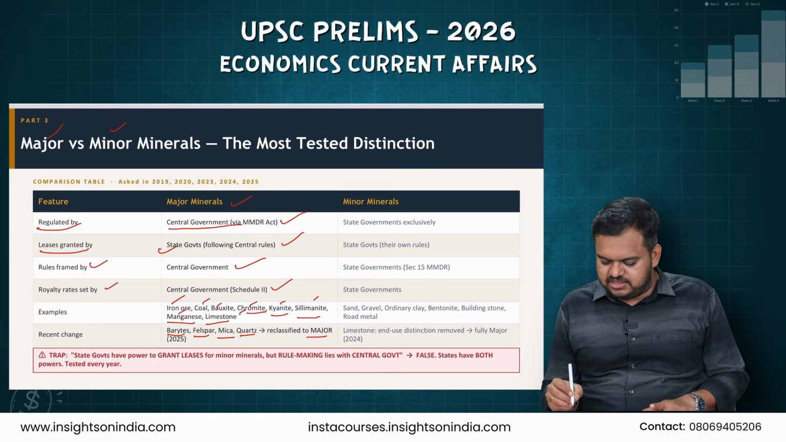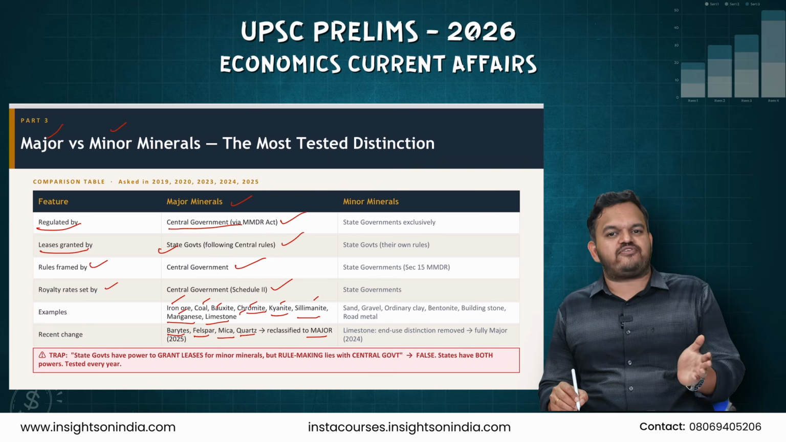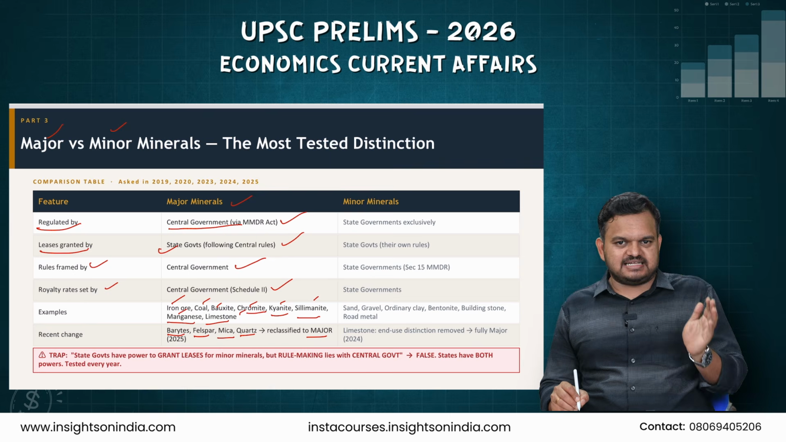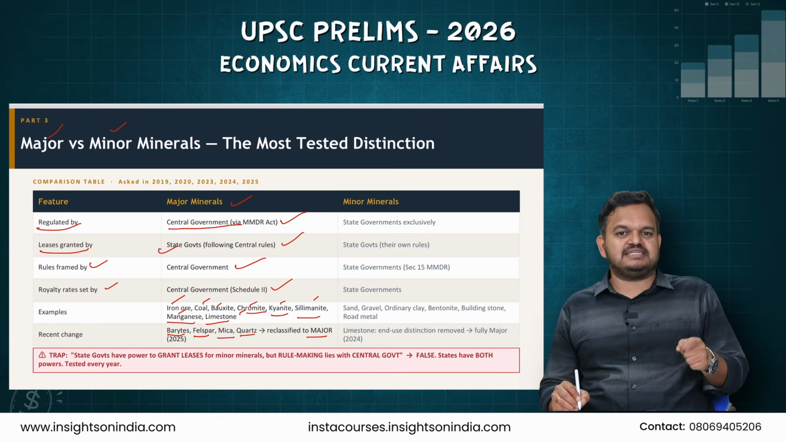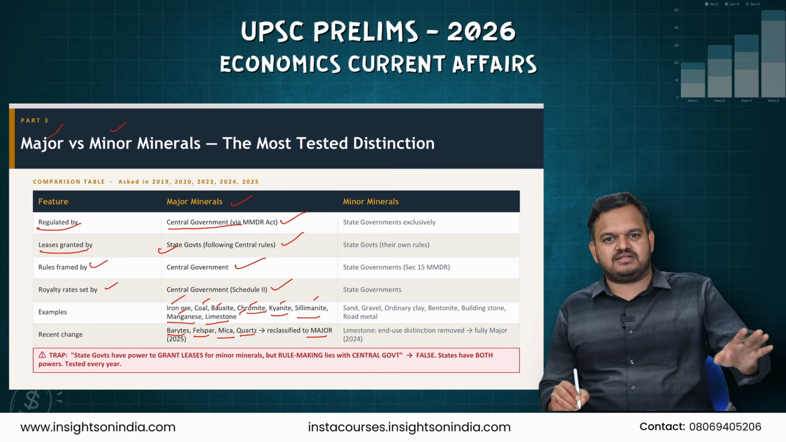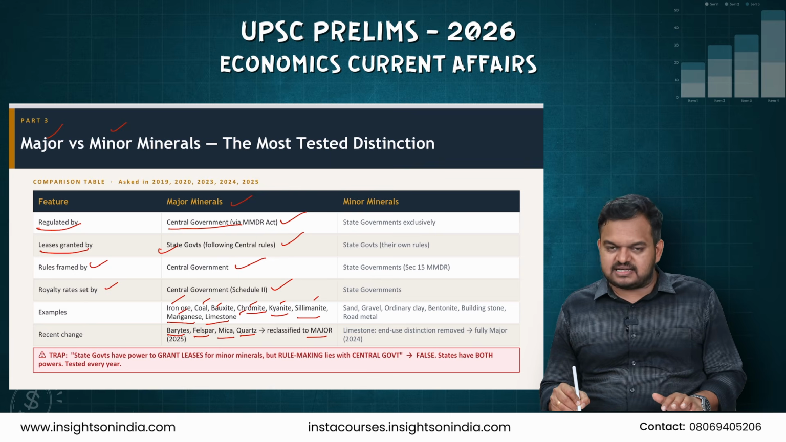When you come to minor minerals, it is exclusively governed, means rules are framed, by the state government through their respective laws. Licenses are allotted by state governments, royalties are set by the state governments, and the fees are collected by the state governments and utilized by the state governments. Minor minerals are exclusively under the jurisdiction of state governments, right? So leases are granted by the state government, rules are framed by the state government, royalty rates by state governments.